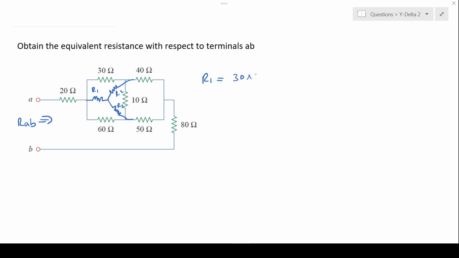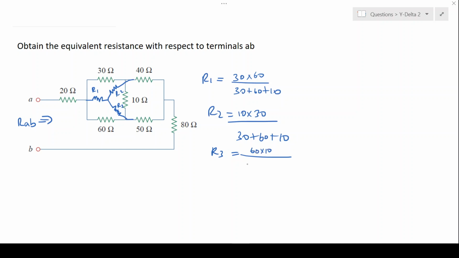If we look for R1, we know that R1 will give us the adjacent resistors multiplied, so that will be 30 times 60 over the summation, which will be 30 plus 60 plus 10. And R2 will be the adjacent, which is 10 times 30 over 30 plus 60 plus 10. And R3 will give us the adjacent, which is 60 times 10 over 30 plus 60 plus 10.